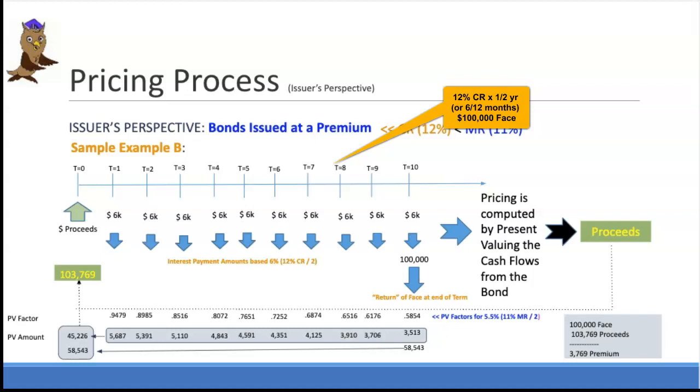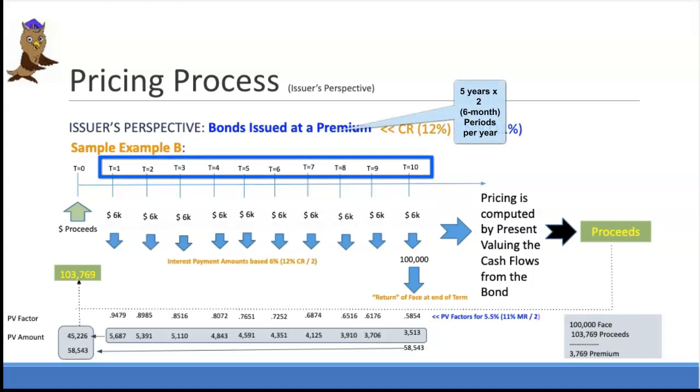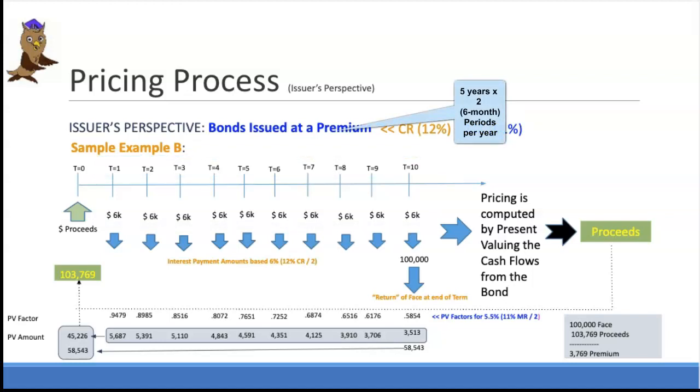As usual, they are a function of the contract rate at 12% times half a year times the face of $100,000, giving us interest payments of $6,000 per period every 6 months. There are 10 interest payments from t equals 1 through t equals 10, with an additional cash flow representing the return of the loan or face amount, which is still $100,000 at t equals 10.